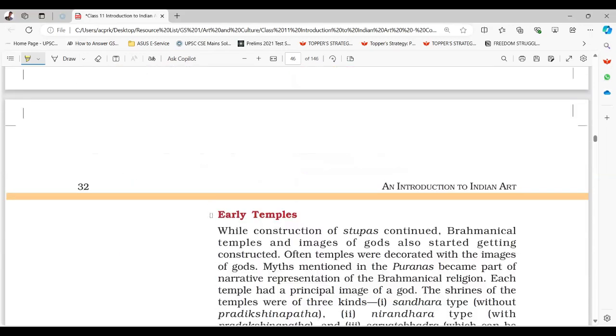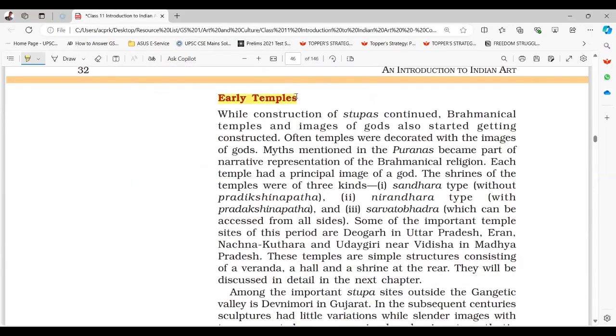Early temples. While construction of stupas continued, Brahmanical temples and images of gods also started getting constructed. Often, temples were decorated with the images of gods. Myths mentioned in the Puranas became part of narrative description of the Brahmanical religion. Each temple had a principal image of God. The shrines of the temples were of three kinds: Sandhara type without Pradakshinapatha, Nirandhara type with Pradakshinapatha, and Sarvatobhadra which can be accessed from all sides.